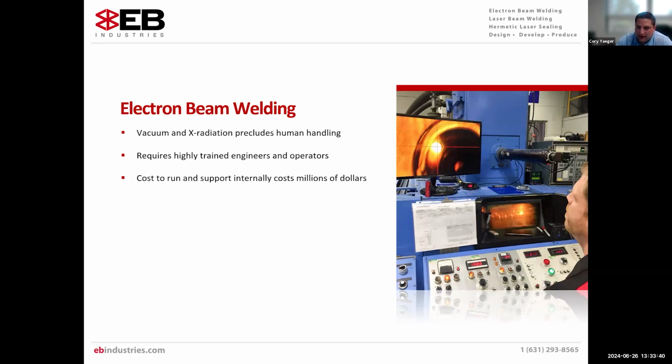This process requires highly trained weld development engineers and highly skilled operators to ensure repeatable and consistent results. These machines typically cost millions of dollars to purchase and maintain due to the intricacies of the many systems involved in the machine, including the vacuum pumps, the high voltage tanks, the inner wiring of the machines, and many other characteristics.